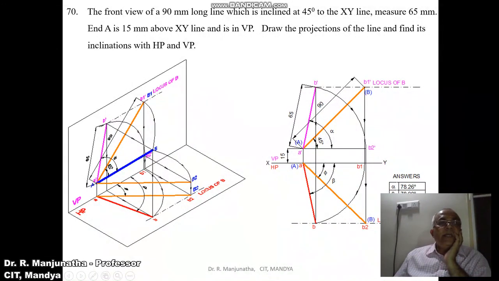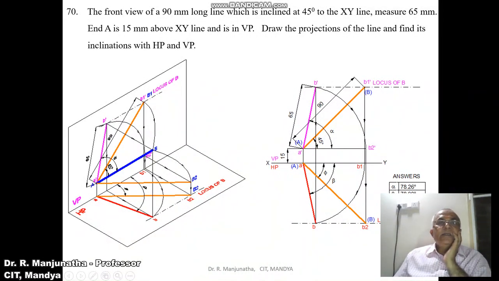So as he says that NDA is 15 mm above HP, above XY line, so when you look from the front view, we can see the distance above HP of 15 mm, and you mark this point as A dash, and is in VP. So when you look from the top view, it is going to be on the vertical plane, so it will be on XY line.